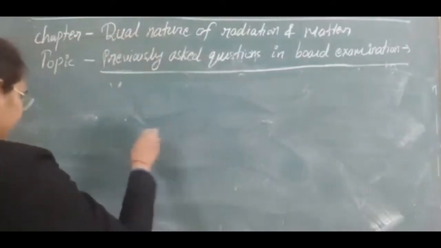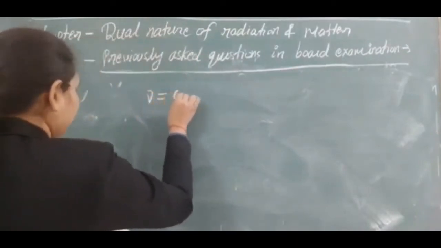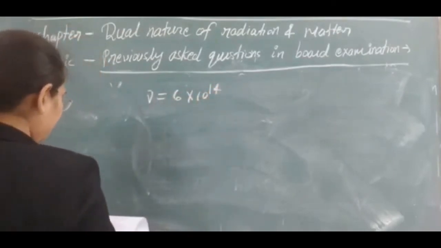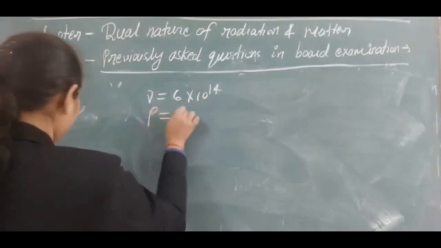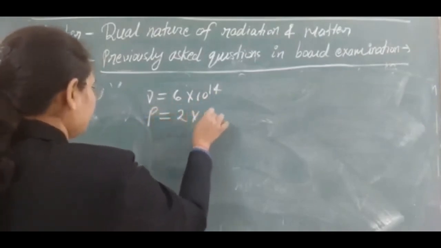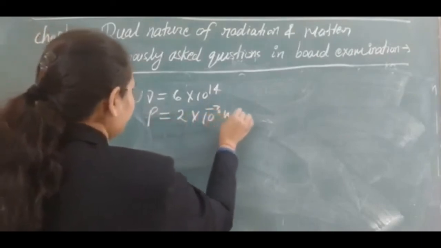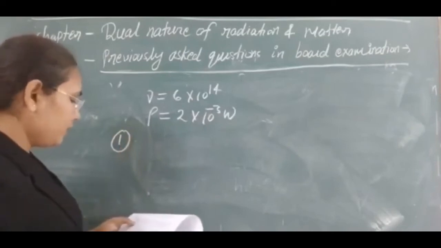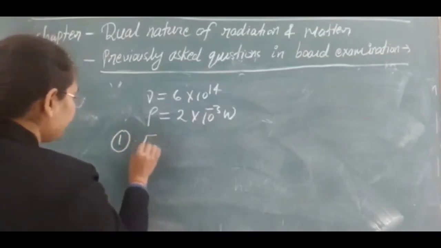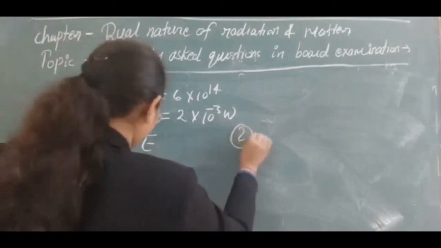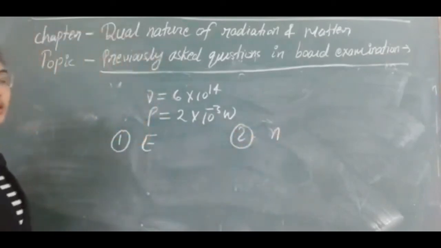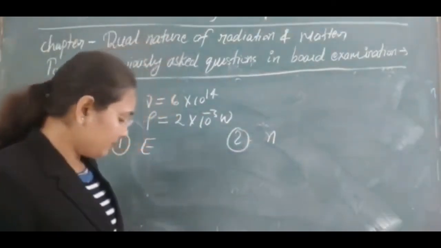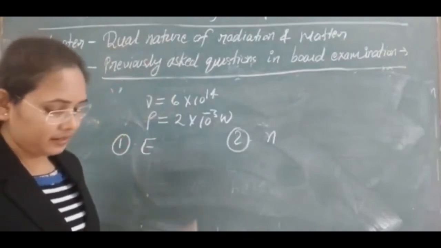As given, we have the frequency of radiation, 6 into 10 to the power 14, and the power emitted. Suppose P is the power here. So this is 2 into 10 to the power minus 3 watt. First we have to calculate the energy of the photon in the light beam, and second, the number of photons ejected from the surface. So simply to solve the first problem, we have to calculate the energy of the photon.